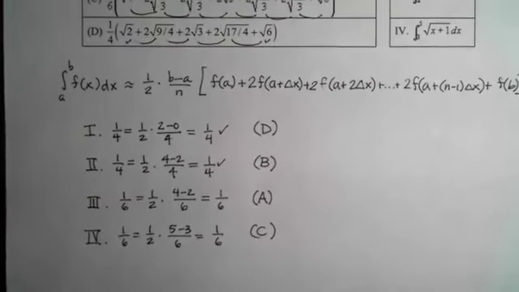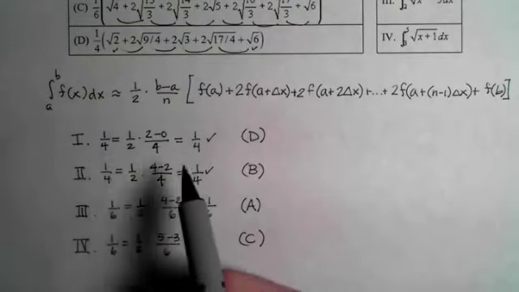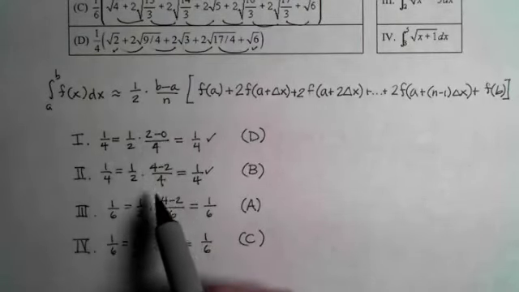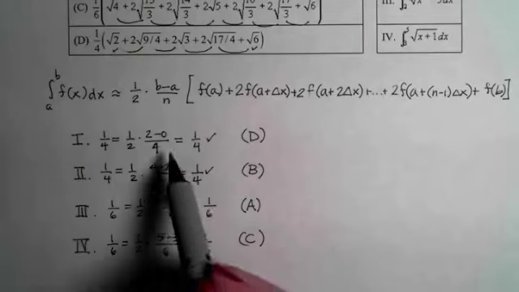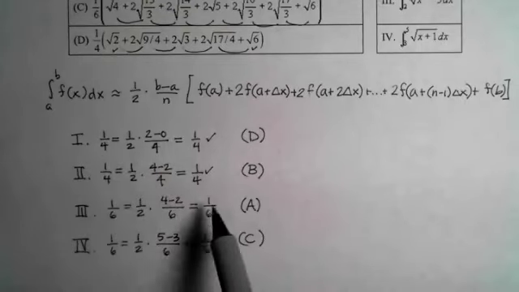Let's look at all these. You can see I have my b minus a, b minus a, b minus a, b minus a, and then I am dividing by those number of trapezoids and verifying that the number in front is indeed what it should be.